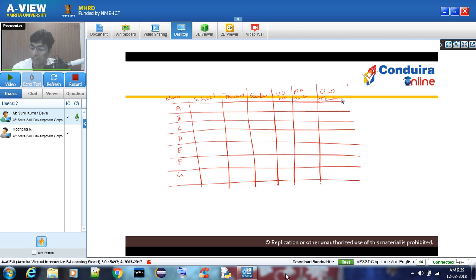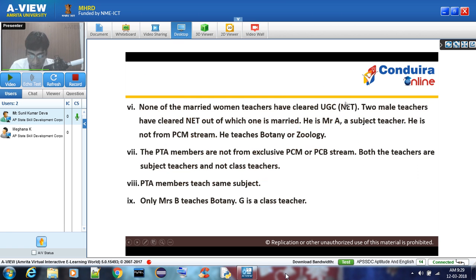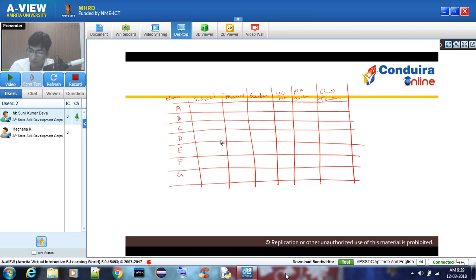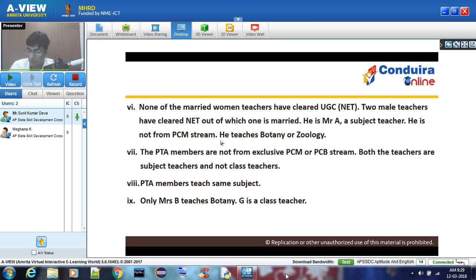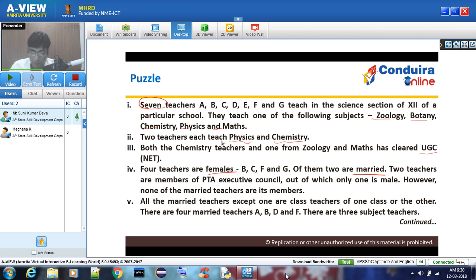See how many pieces of information they are trying to squeeze into this, with a one-point agenda to confuse us. So if we're careful enough, we should not have the issue. So there are class teachers and subject teachers. And now let us start again. They teach one of the following subjects. Both the chemistry teachers and one from zoology and math have cleared the UGC net. But because we do not know who they are, we are not in a position to write the story.